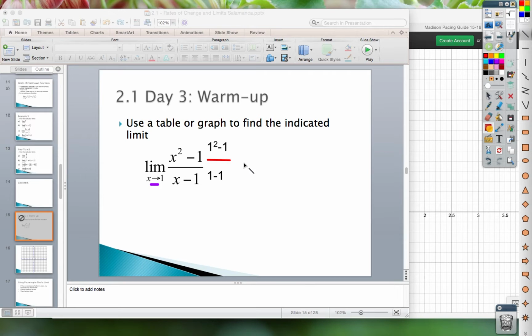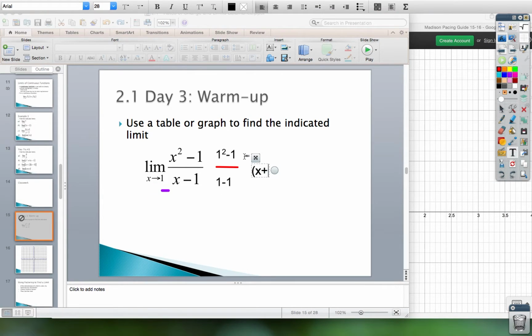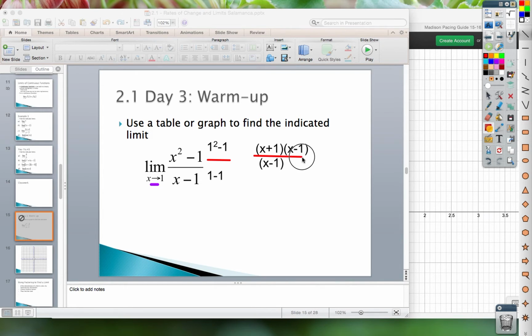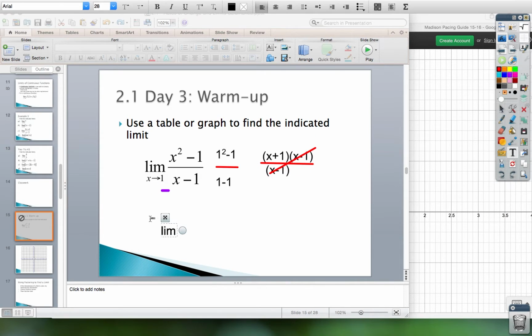The next option that we have is to actually factor it. So if we take a look at this problem, we get x plus 1 times x minus 1, because it's the difference of two squares, all divided by x minus 1. And when we simplify this, the x minus 1's cancel out, and we're left with the limit as x approaches 1 for x plus 1. And this time, when we substitute the 1 in there, we get 1 plus 1, which is 2. So the limit as x approaches 1 for that function is actually 2.